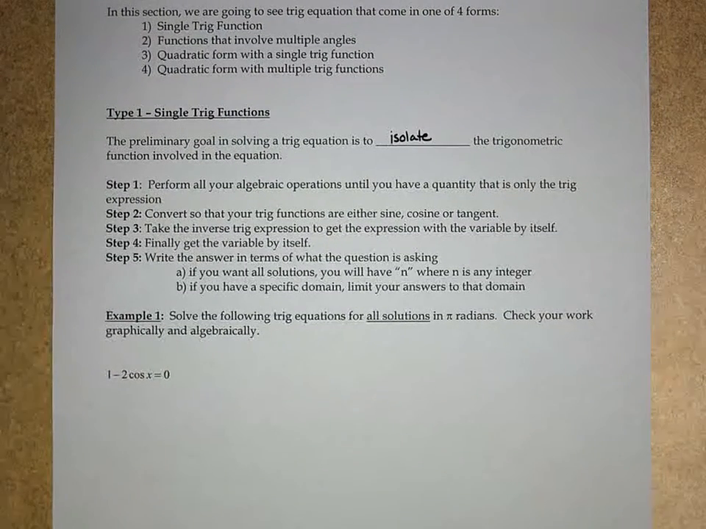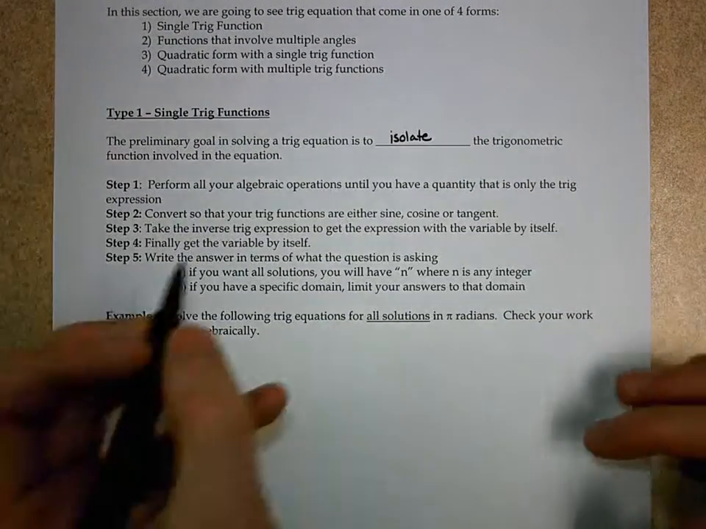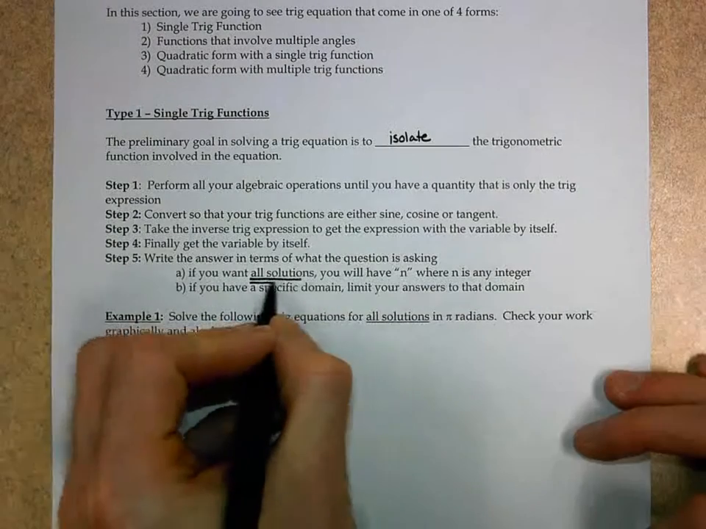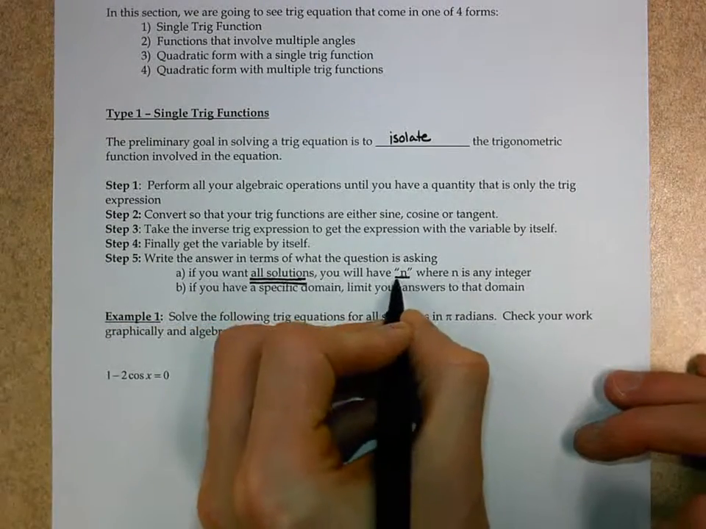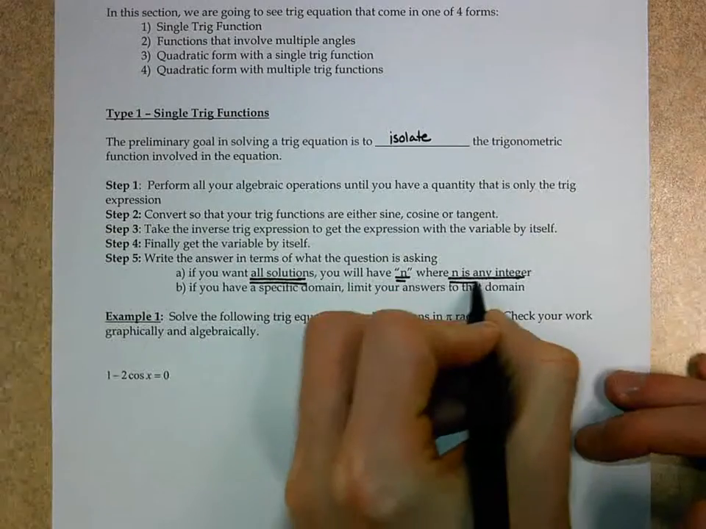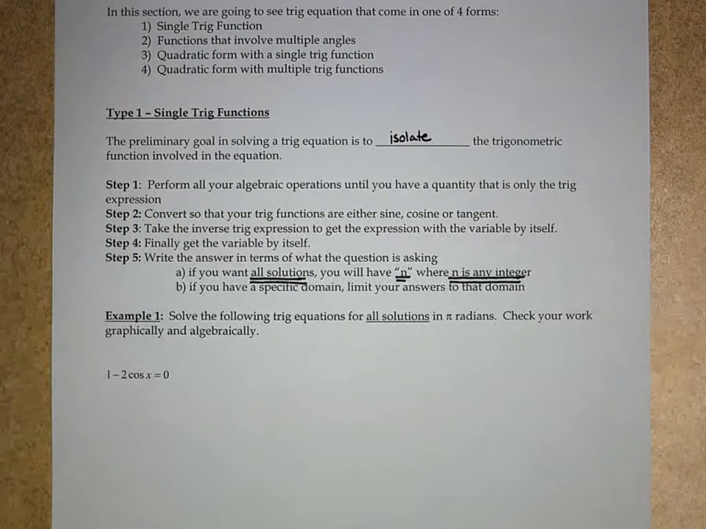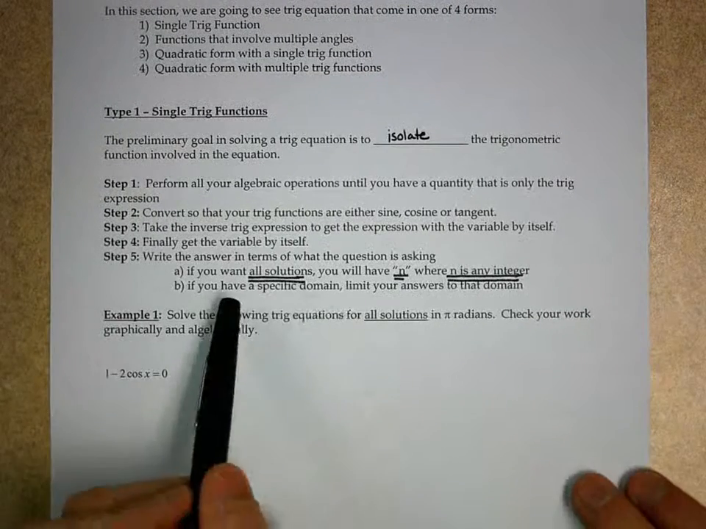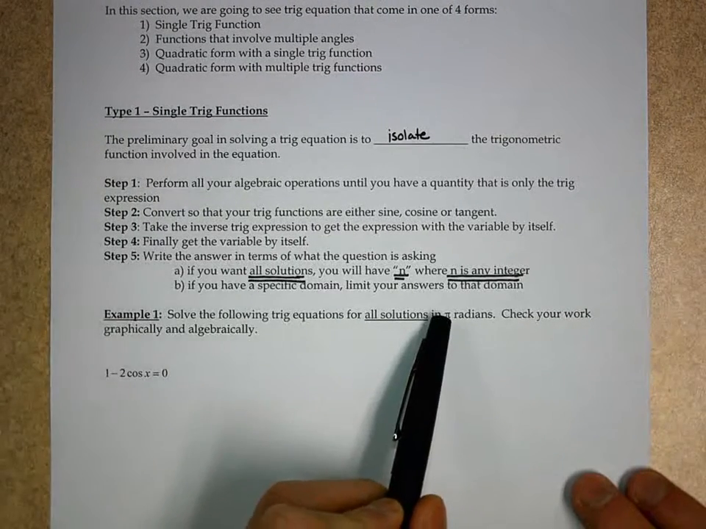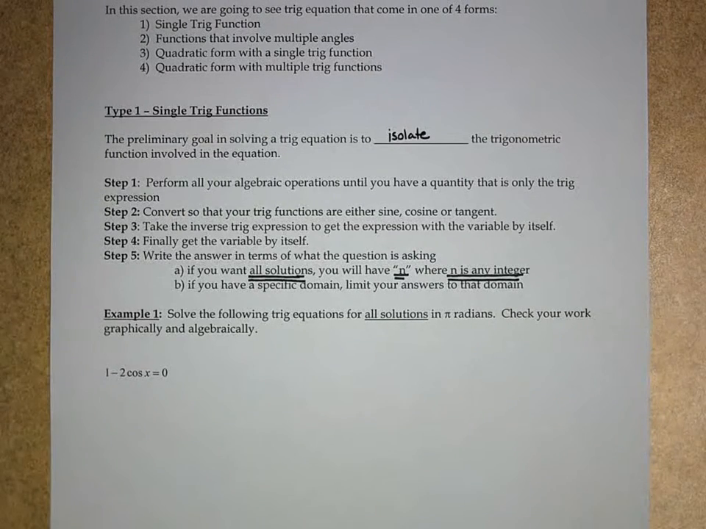And there's 2 types of things we'll be looking at. The first is if we want all solutions, you're going to have an n, where n is any integer, in your problem. And that's basically saying if I were to plug in n, I would get any answer that would work in that equation. And then if you have a specific domain, you're going to limit that answer to the domain, which we've done before.